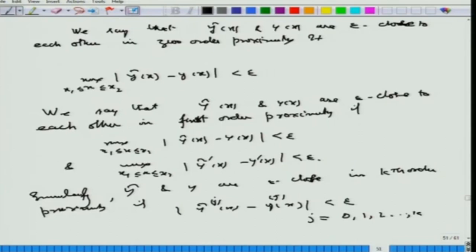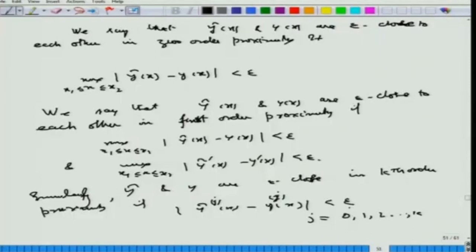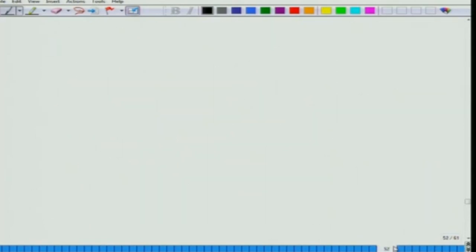Similarly, we can extend it to k order proximity in the same manner, where for all the derivatives, y tilde j minus y j, this is the jth derivative here, the difference between the ordinates of the jth derivatives are epsilon close to each other. So, this is the difference between the ordinates of the jth derivative, which is less than epsilon in absolute value, where j is 1, 2 to n.